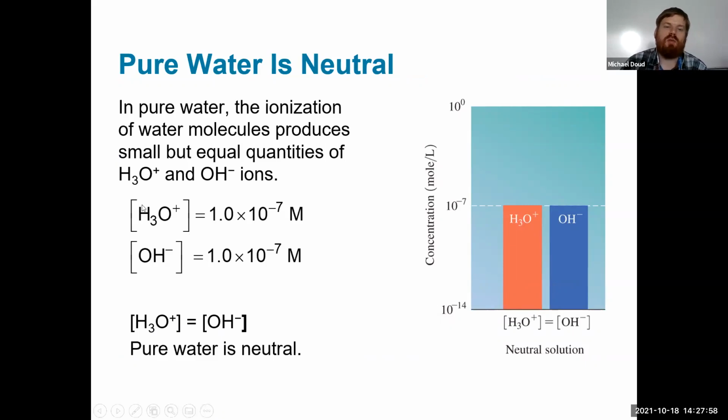Now, pure water, totally neutral. We already covered this, right? If you have a pure water sample, you have a concentration of hydronium ion equal to 10 to the negative 7th molar and a hydroxide ion concentration of 10 to the negative 7th molar. Perfectly neutral.